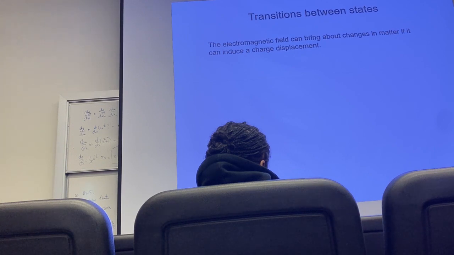Okay? So what it does, it kind of perturbs the atom. It wiggles the electrons. It also wiggles the nucleus, but it turns out the nucleus is so heavy compared to the electron. The electron is way more responsive than a nucleus. So for all intents and purposes, for now, we can think of it as the electron moving along with the electric field, and the nucleus kind of staying put.